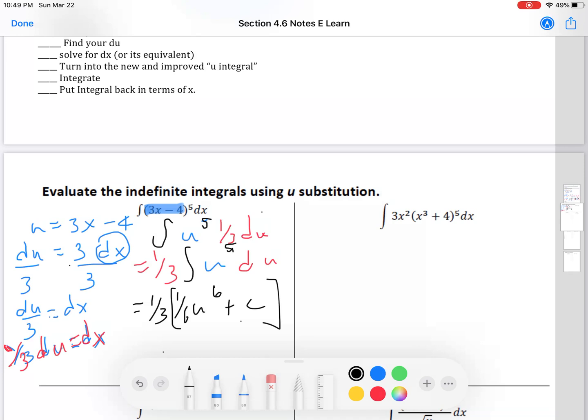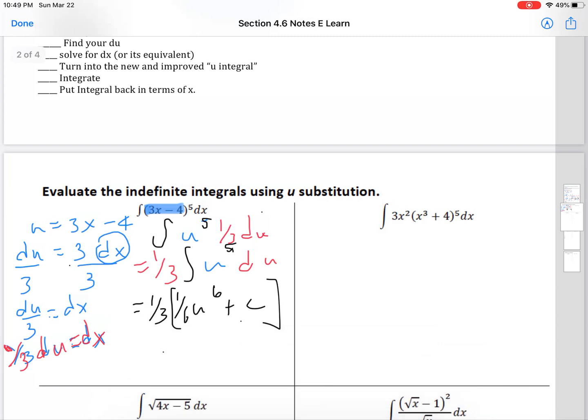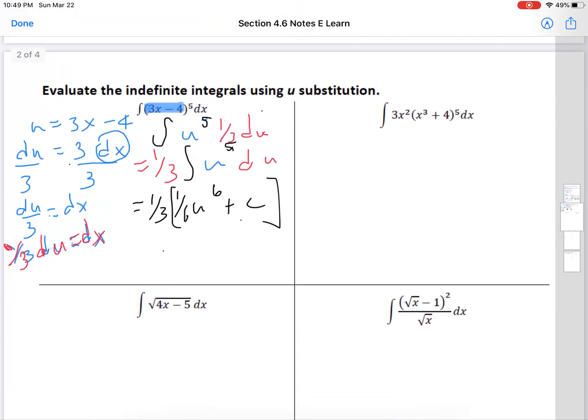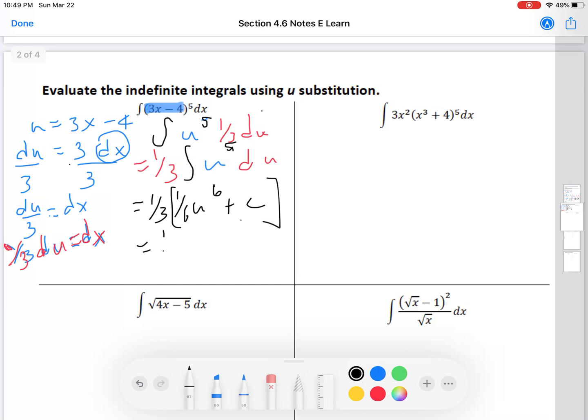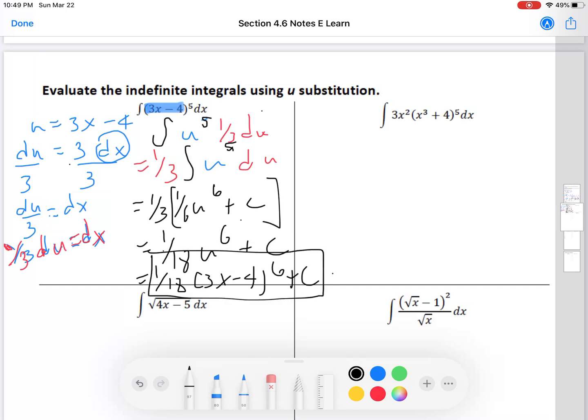And we're just going to multiply now. A 1/3 times the 1/6 gets me to 1/18 u to the 6th plus c. And I'm going to put in my u. So my u was 3x minus 4, plus c. And then we are all done. So we have successfully done our first U-Substitution integral.